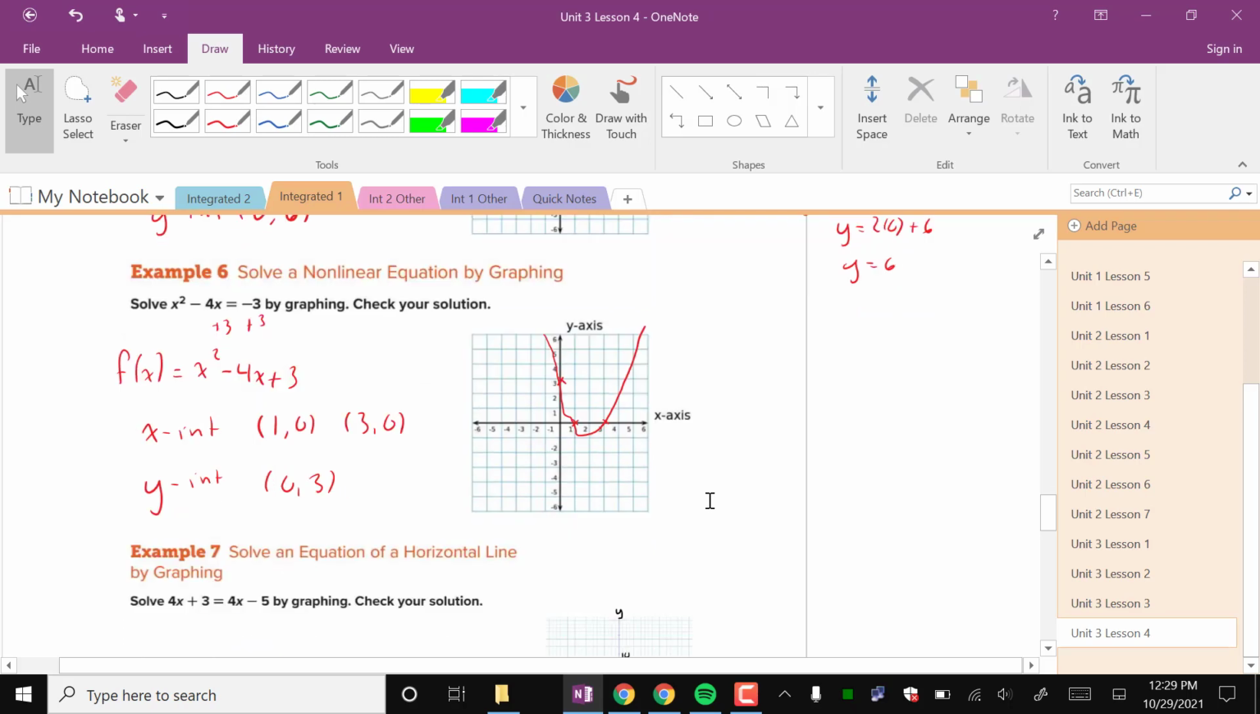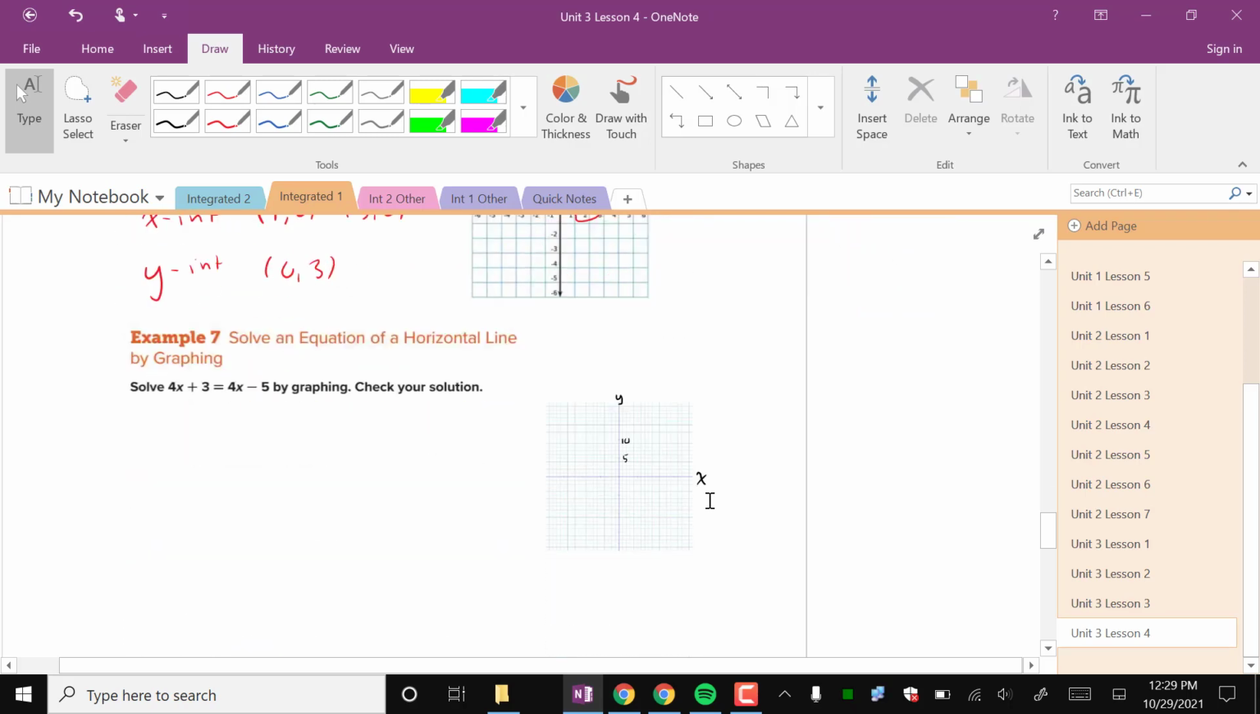Let's take a look at the next one. So we want to graph the equation of a horizontal line. So we want to get these over to the other side. So I'm going to start off with adding 5 to both sides, plus 5, plus 5. I get 4x plus 8 equals 4x. Now I want to get this to the other side. Subtract 4x, subtract 4x. I get 8 equals 0.